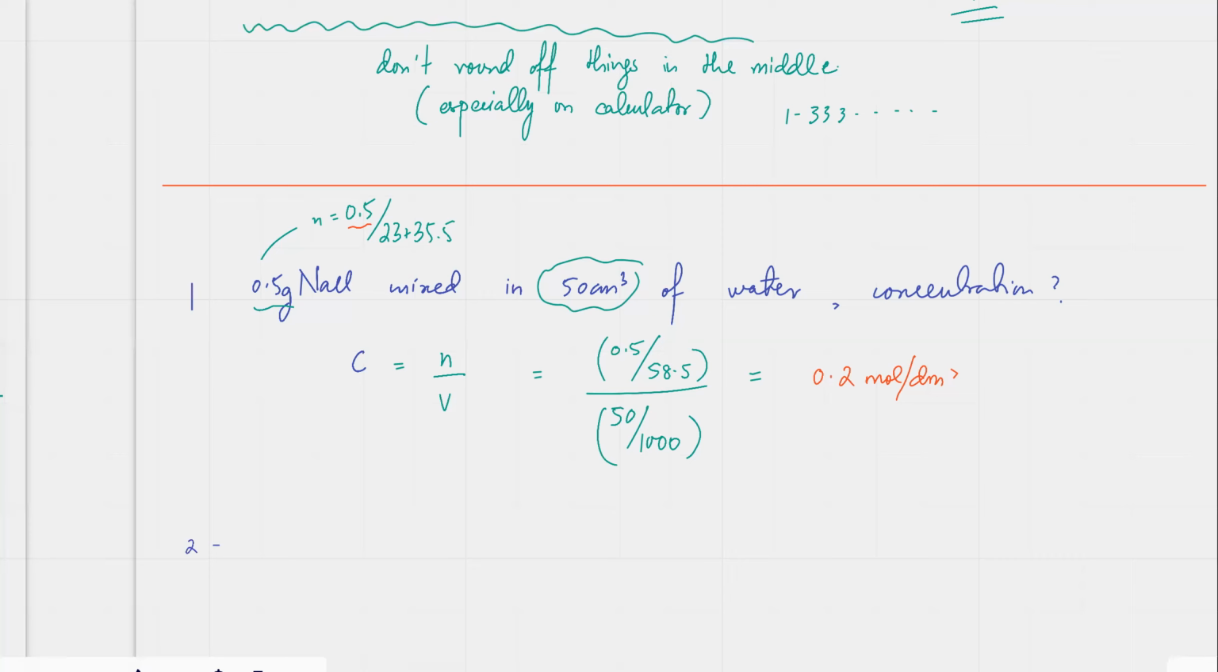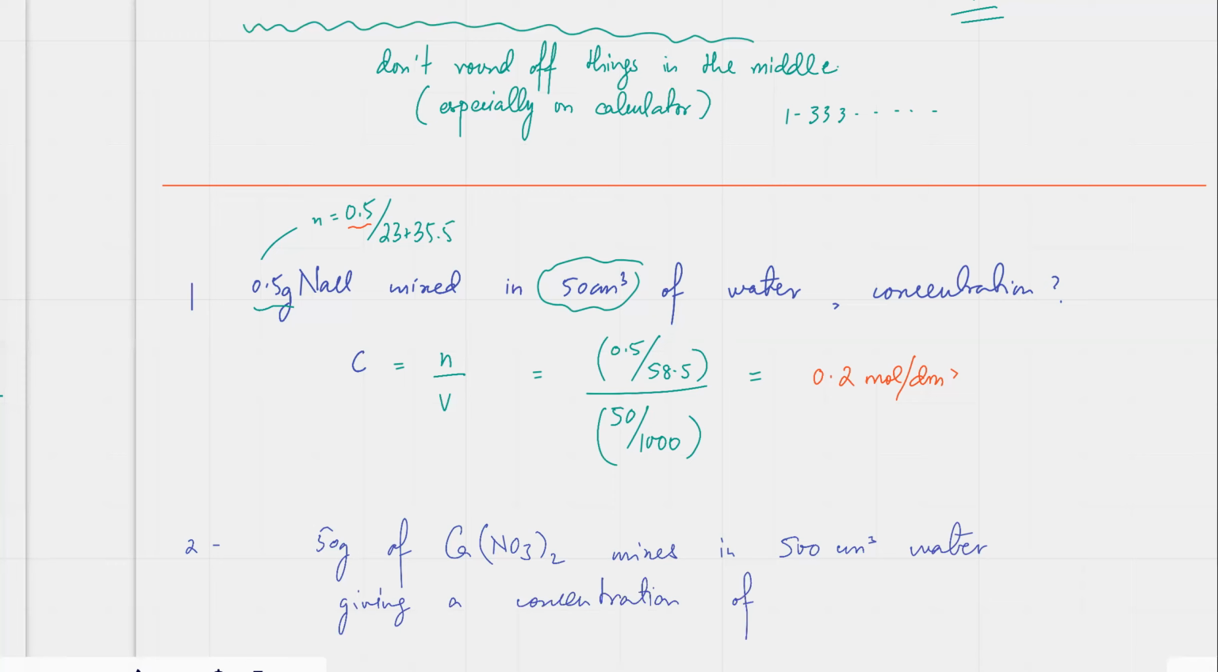You can find volume as well. Like if mass is given, let's say 50 grams of calcium nitrate mixes in 500 cm cube water, giving a concentration of, let's say, 0.15 mole per dm cube. So what you have to do is find, just a second.